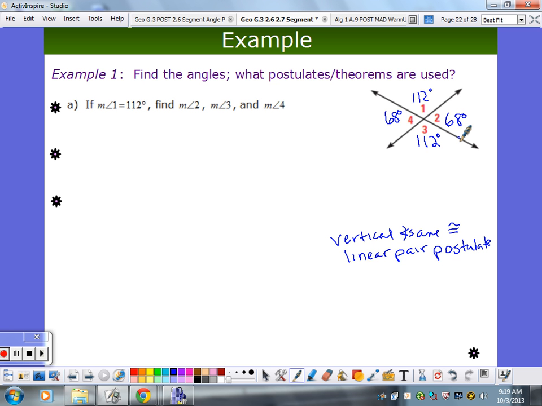So now, stuff we've been kind of doing already, but now we have reasons for it. Okay. So now each one of these is like a brand new problem. So this no longer applies. If the measure of angle 2 is 67 degrees, then what are the other angles?